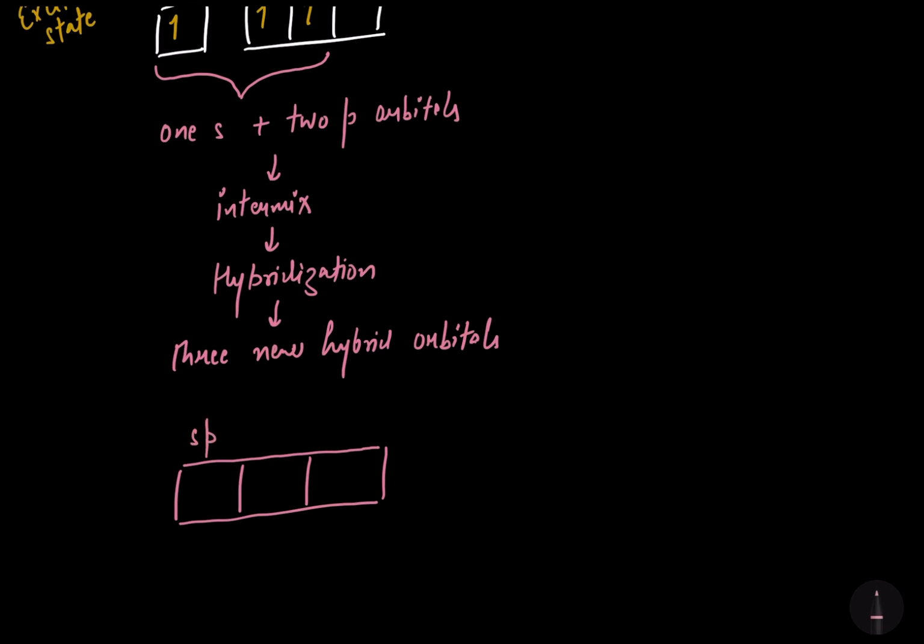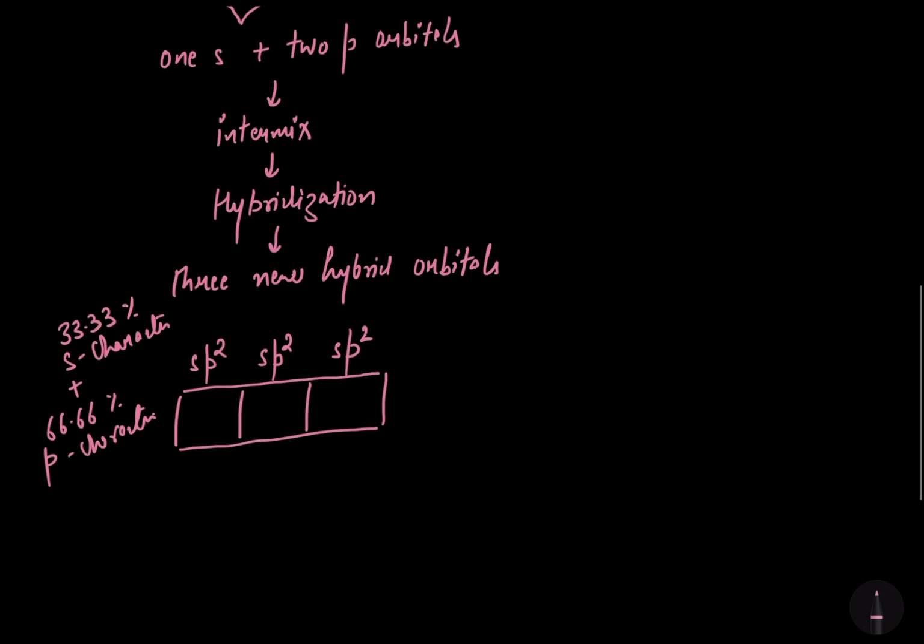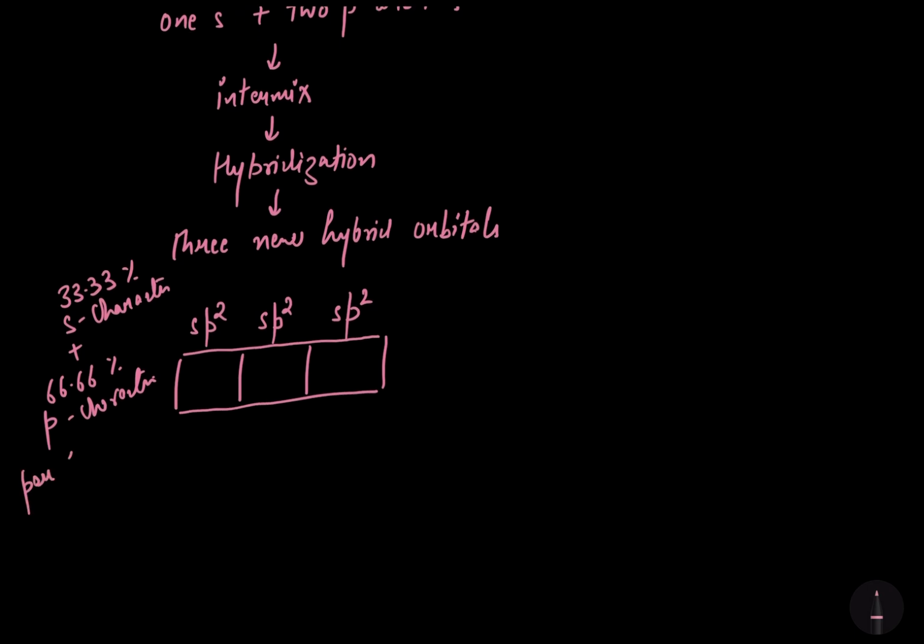We got the sp2 hybrid orbitals, which are 3 in number, in which each hybrid orbital has 33.33% s character plus 66.66% p character. So we got the 3 hybrid orbitals named sp2 hybrid orbitals, in which we have 33.33% s character and 66.66% p character per hybrid orbital.